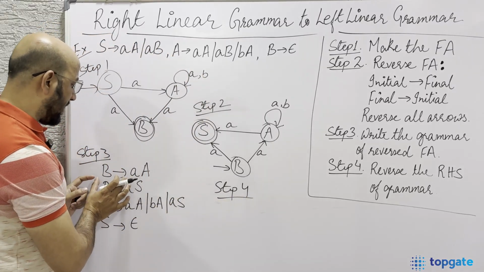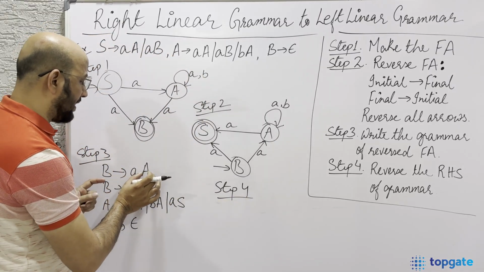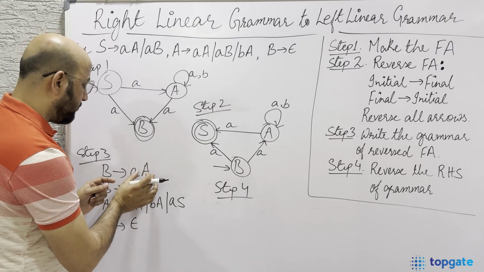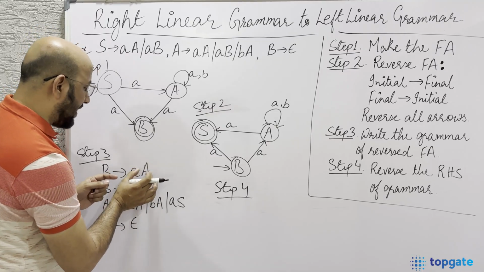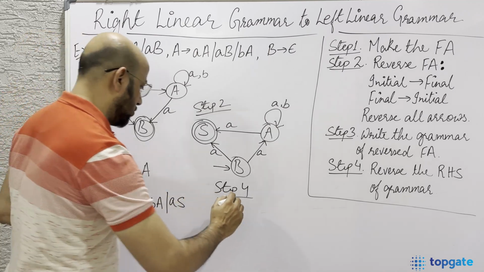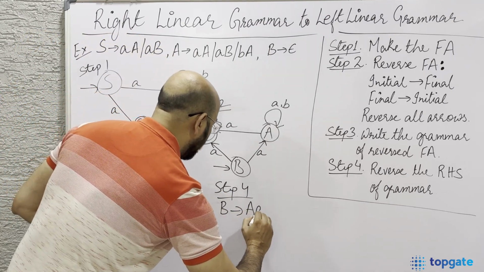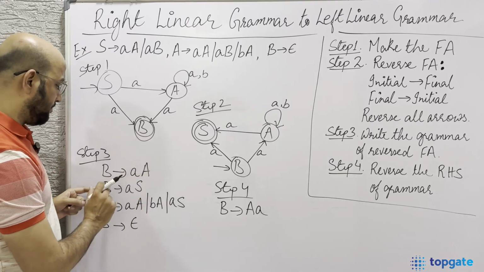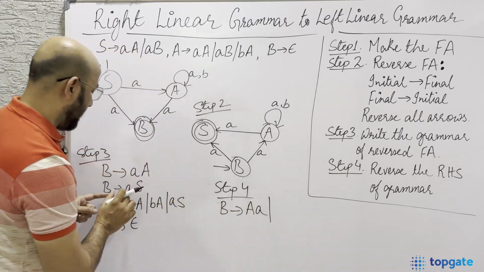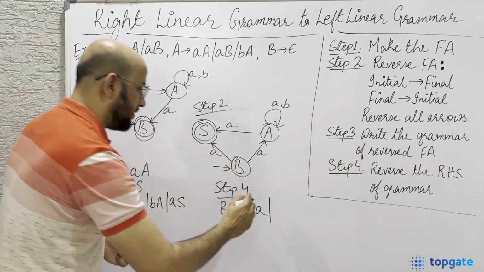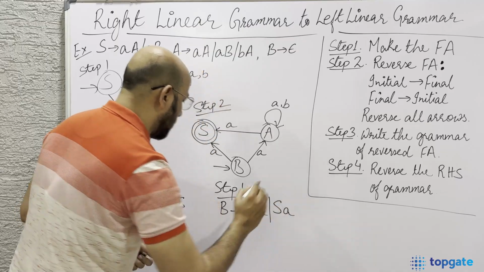So first of all, what do we have? We have B tends to small a, capital A. Now after reversing, what we'll do? We'll just write this capital A first, followed by this small a. So what will I have? That is B tends to capital A, small a, reversed. Then again B tends to AS, now it will be reversed. That means capital S, small a.